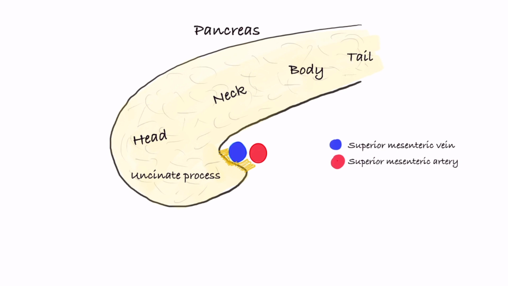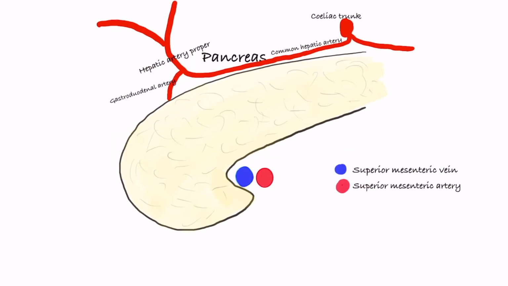Area above SMV and portal vein is called neck. Area to right of neck is called head. Area to left of neck is body and then tail. Common hepatic artery runs along superior border of pancreas and divides to form gastroduodenal artery and hepatic artery proper.